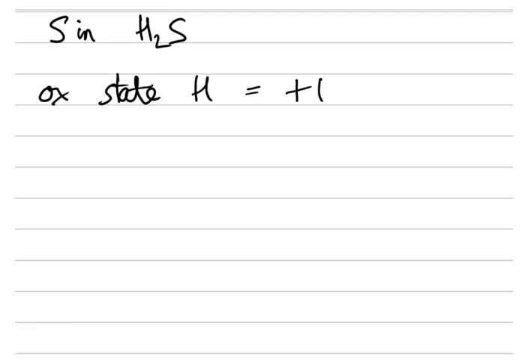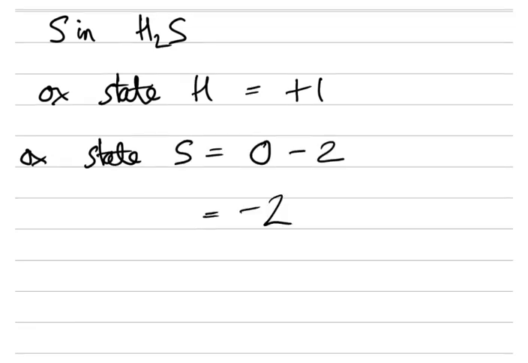The next example I gave was sulfur in H2S, hydrogen sulfide. Once again, this is a neutral compound, not an ion, so the sum of the oxidation states of the hydrogens and the sulfur atom will be 0. Hydrogen has a very common oxidation state of +1, and that is the oxidation state it's in this compound. So the oxidation state of sulfur must be 0 minus the +2 of the two hydrogens. So that means the oxidation state of sulfur in H2S is -2.